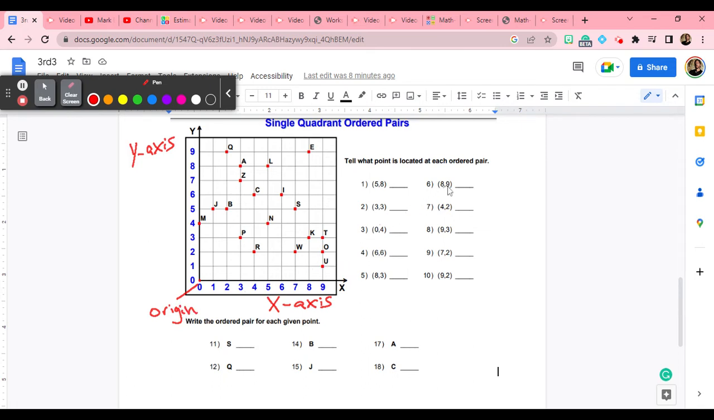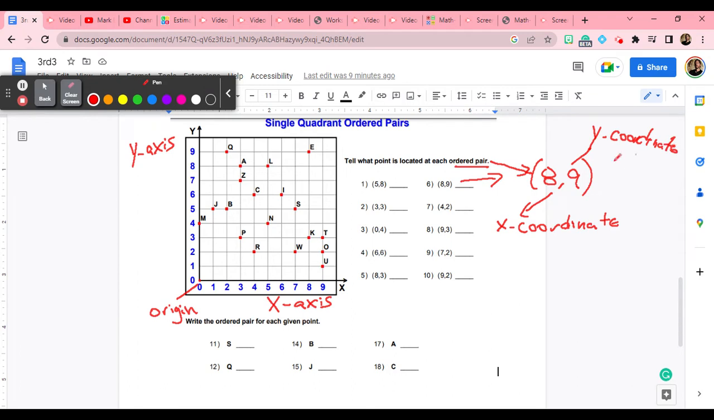And when we have two numbers together like this, 8 and 9, I'm just going to rewrite that over here. The 8 and 9. This is an ordered pair. And the 8 is our x-coordinate, and our 9 is our y-coordinate. Okay, x-coordinate, y-coordinate.